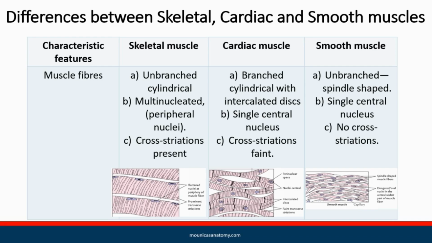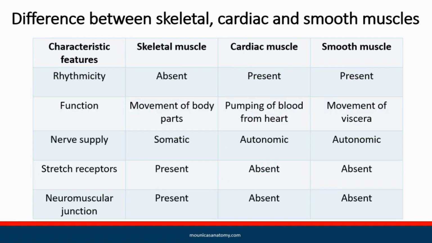Skeletal muscle fibers are unbranched, cylindrical, multinucleated with cross striations. Cardiac muscle fibers are branched, cylindrical with intercalated disc and single central nucleus. Smooth muscle has unbranched muscle fibers with spindle-shaped cells, single central nucleus, no cross striations. Rhythmicity is absent in skeletal muscle. Nerve supply is somatic in skeletal muscle, autonomic in cardiac and smooth muscle. Stretch receptors and neuromuscular junctions are present only in skeletal muscle.